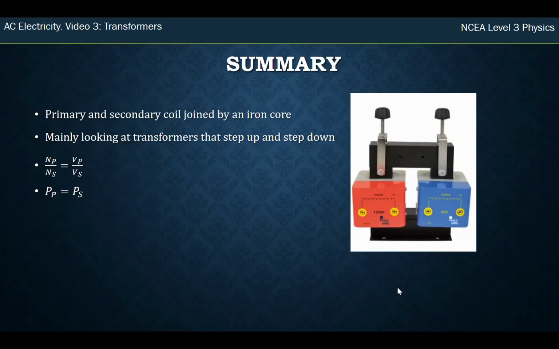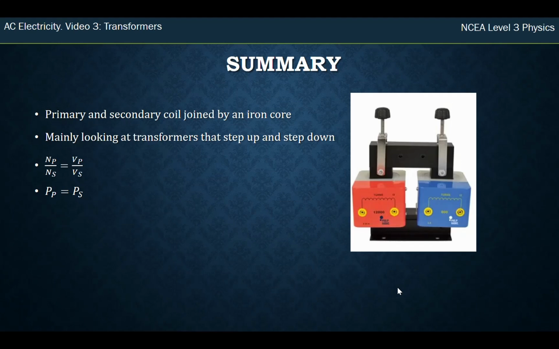So transformers, we create them by having an iron core, and on one side you have the primary coil, on the other side you have the secondary coil. If you have different numbers of turns between the primary and the secondary, you can get stepping up and stepping down, and that's what we're looking at this year. How much the voltage gets stepped up or stepped down is given by the ratio of the number of turns. The turns ratio is the same as the ratio that the voltages are either stepped up or stepped down.